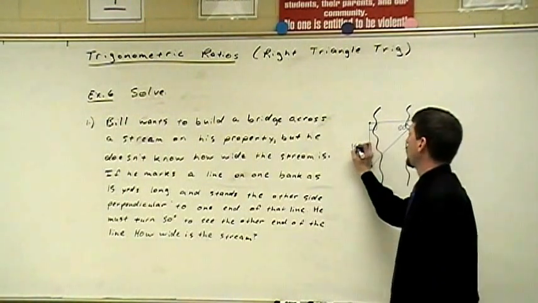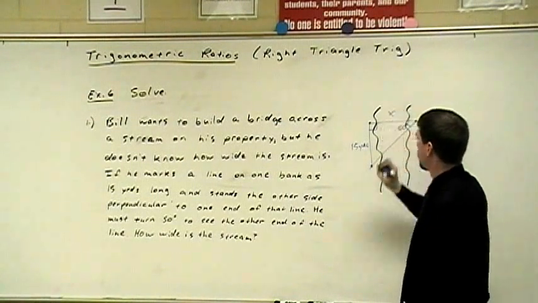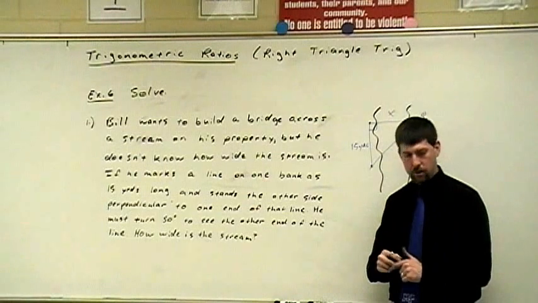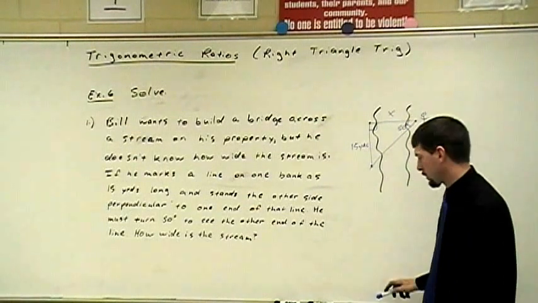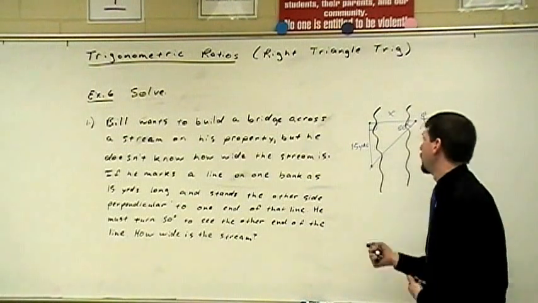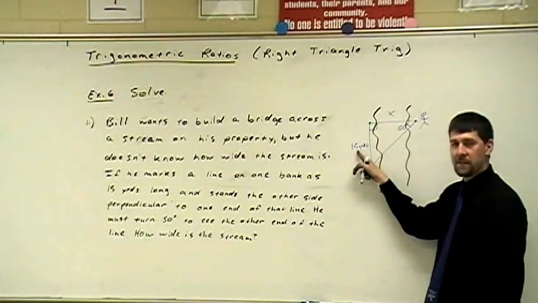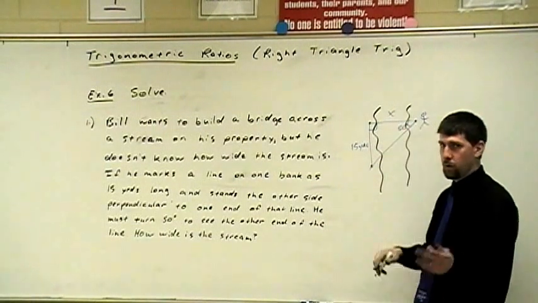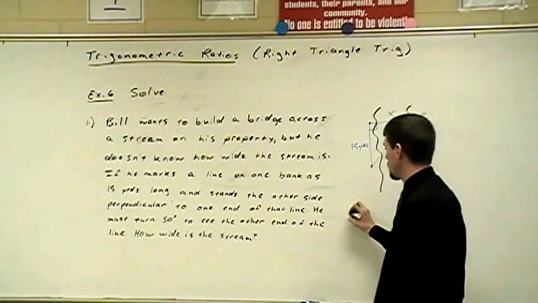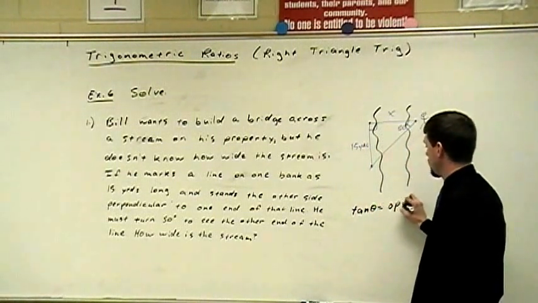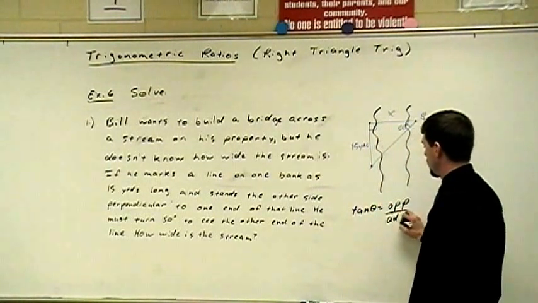Now it wants to know what? It wants to know how wide is the stream. So it's really just one of those solve-for-the-missing-side triangle problems that we worked a few minutes ago. So here's our triangle. Let's identify what we've got. We've got an angle, we've got the side opposite, and we want the adjacent side. So what uses opposite and adjacent? Tangent does. Tangent of theta is equal to opposite length over adjacent length.